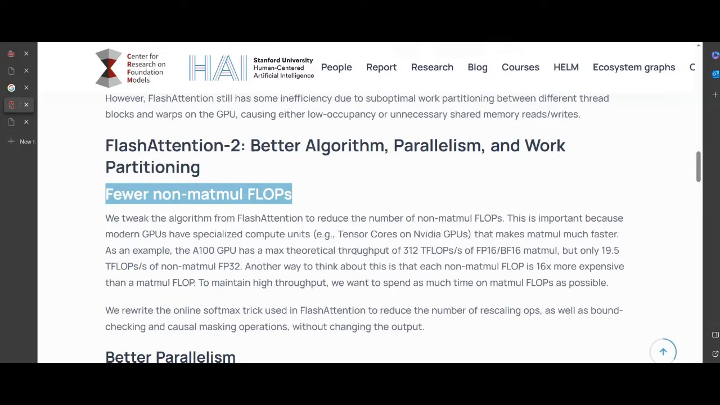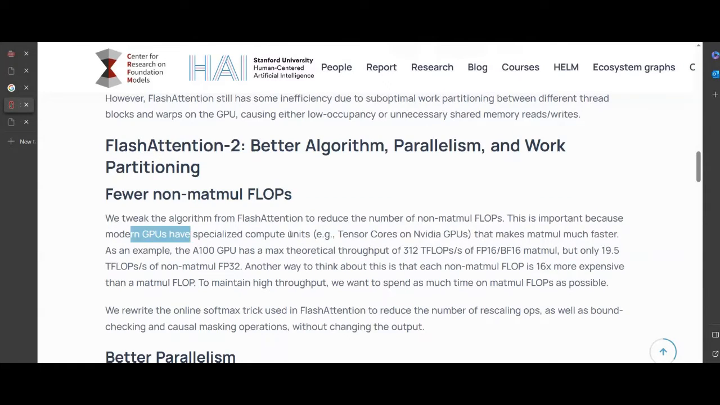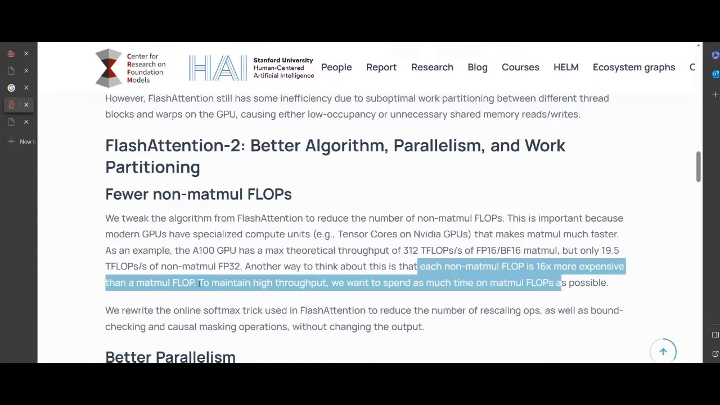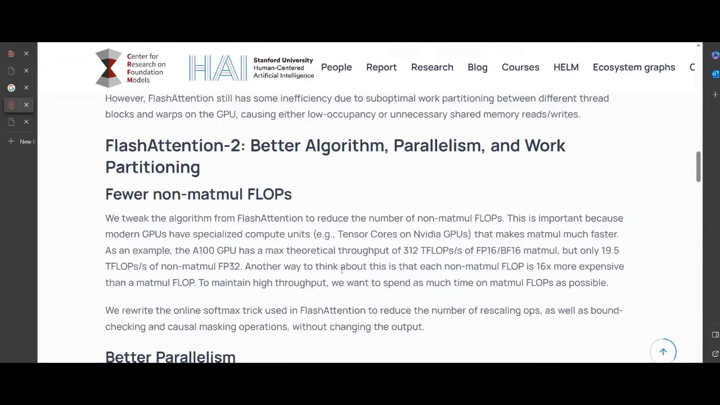So in your attention calculation, you have matrix multiplications, but you also have non-matrix multiplication things, which are not easily converted into matrix multiplications. Matrix multiplications are fast because GPUs have specialized units which are specially designed for matrix multiplication, and matrix multiplication is very, very fast on that. As an example, they say that an A100 GPU can do 312 teraflops of matrix multiplication, but only 19.5 teraflops of non-matrix multiplications. So you can say that each non-matrix multiplication flop is 16 times more expensive than a matmul flop. And so they somehow reduce the non-matmul flops in the approach.